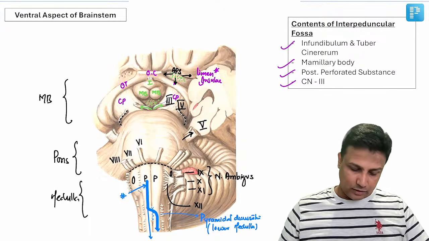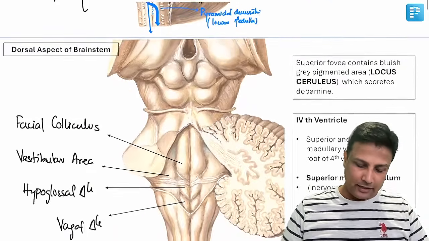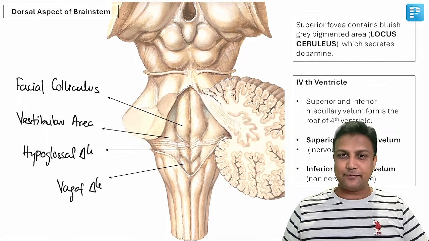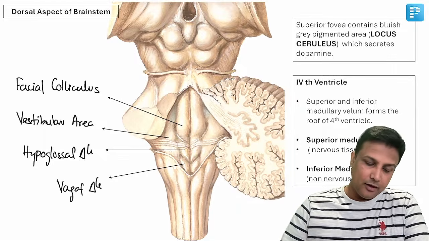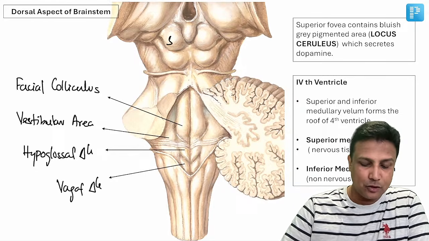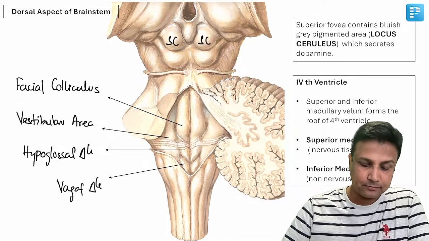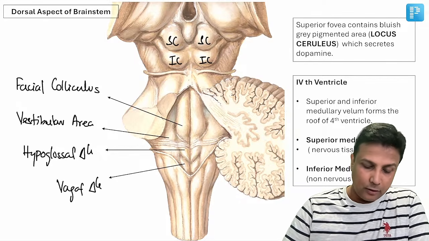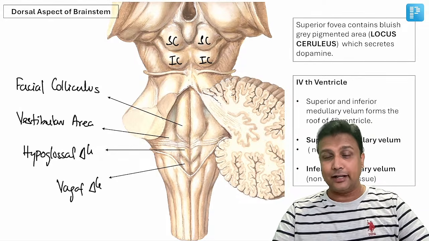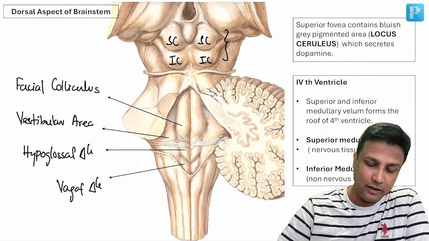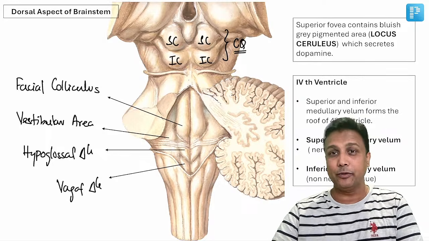Now let's continue. Once you are done with the ventral aspect of the brainstem, my dear friends, let us turn this back and let us see the dorsal aspect of the brainstem. On the dorsal aspect, behind the midbrain, you're able to see the two superior colliculi here, and then there will be two inferior colliculi. All these four colliculi together are four bodies, and these four bodies are together referred to as corpora quadrigemina.